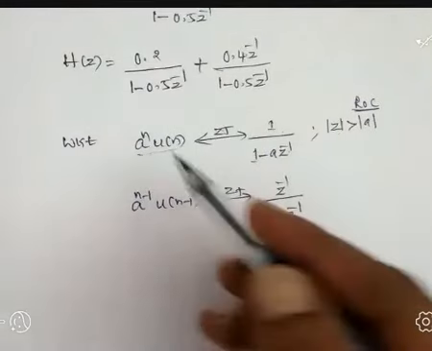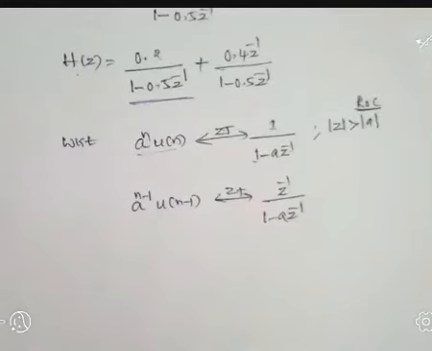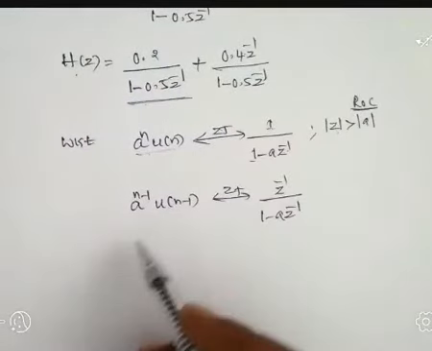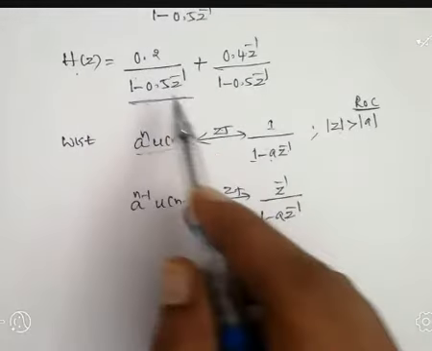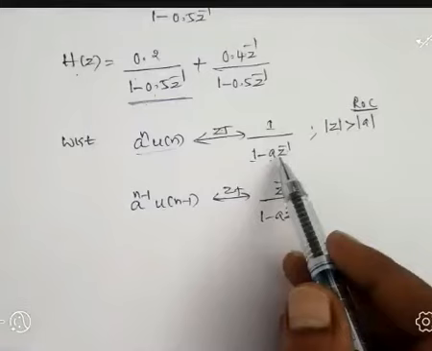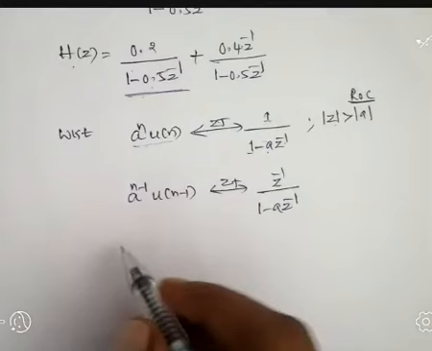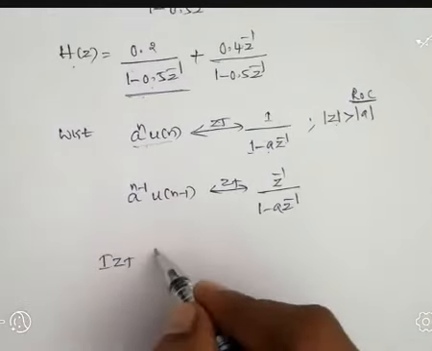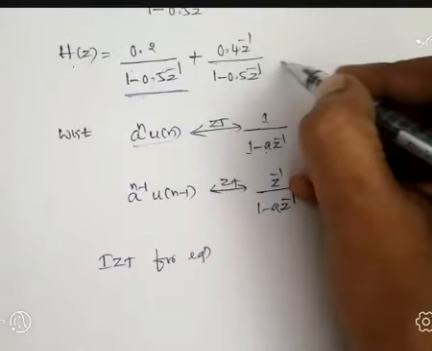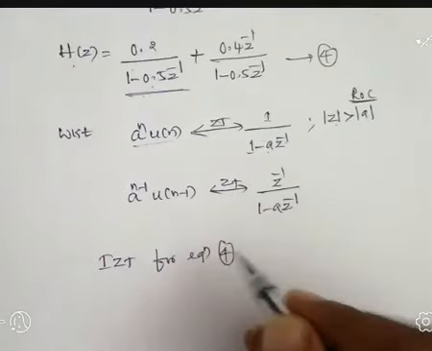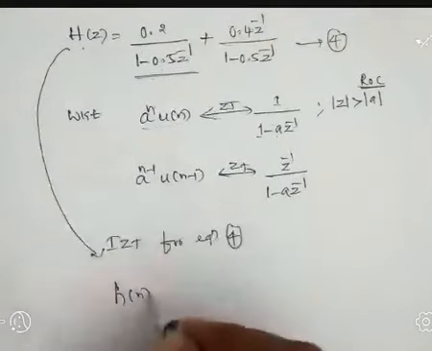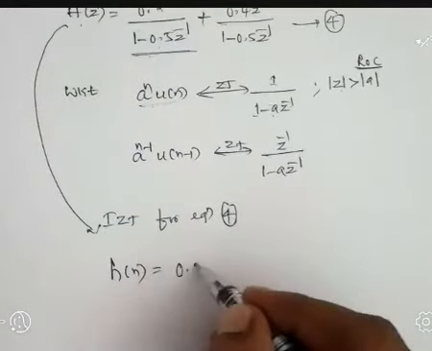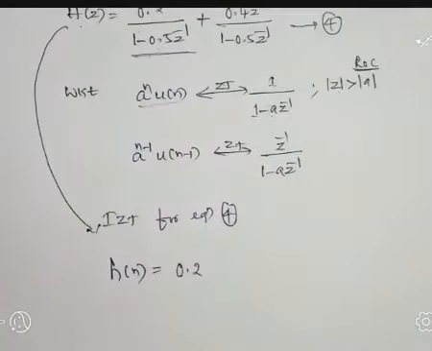Now the first part of equation number 3, the transfer function, matches here. In place of a, 0.5 is there. So with reference to this formula, I am taking the inverse Z transform for equation number 4. For equation number 4, what am I getting? The inverse Z transform of this one is h of n equal to 0.2 as it is. It is a constant term, so 0.2 stays as it is.